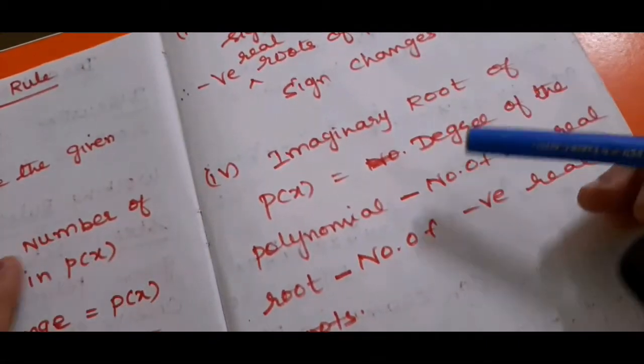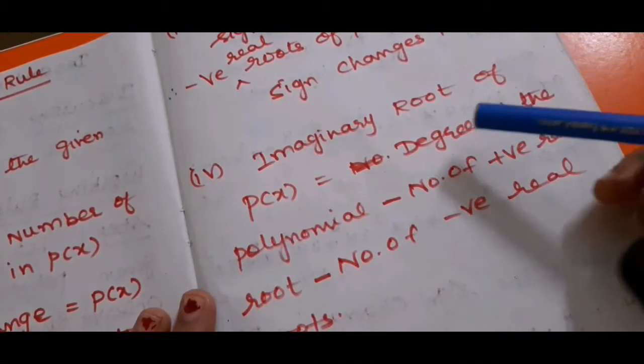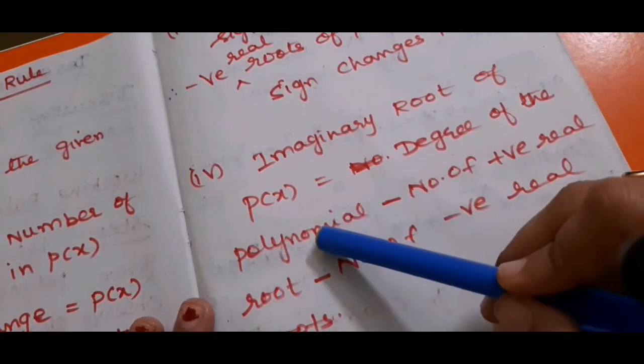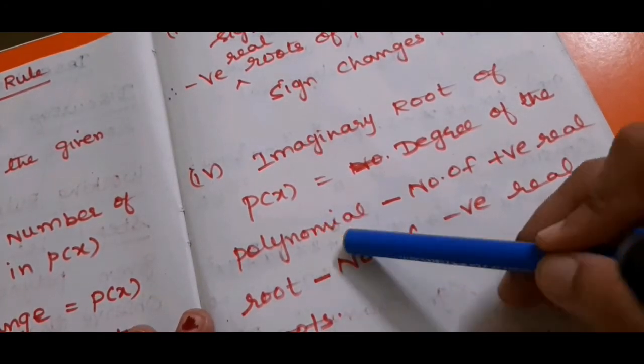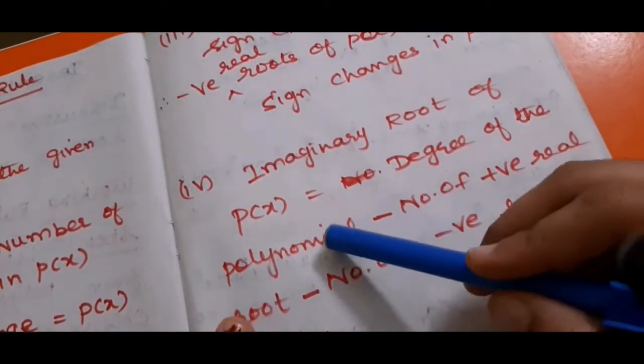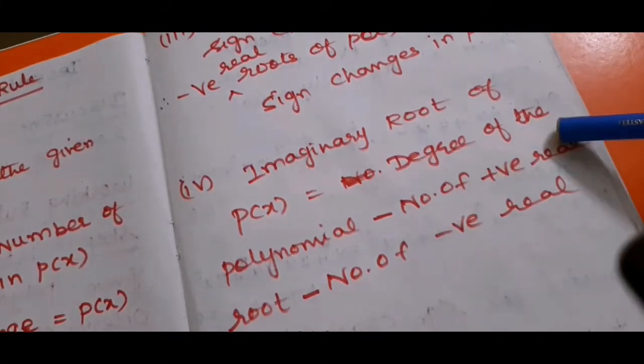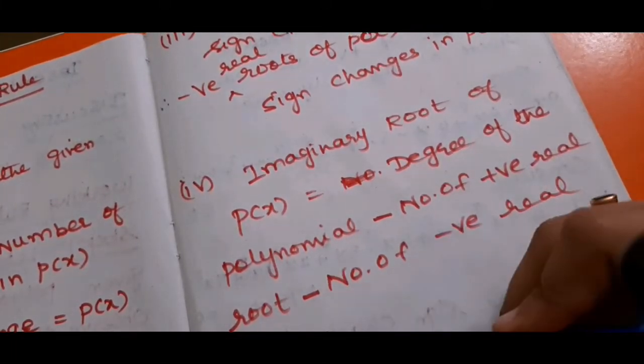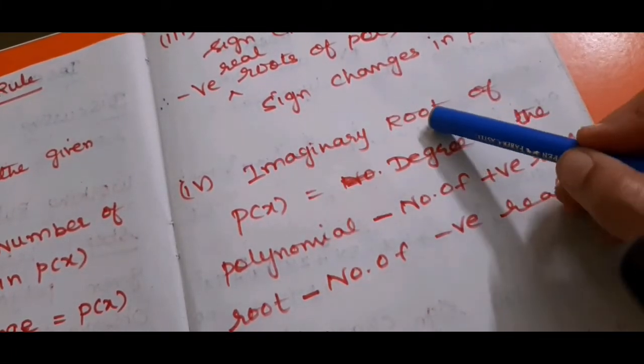Then the number of imaginary roots of p of x is equal to the degree of the polynomial minus the number of positive roots minus the number of negative roots. Suppose it is an 8th degree polynomial. Then I subtract from 8 the number of positive roots and the number of negative roots. Then I get the number of imaginary roots.